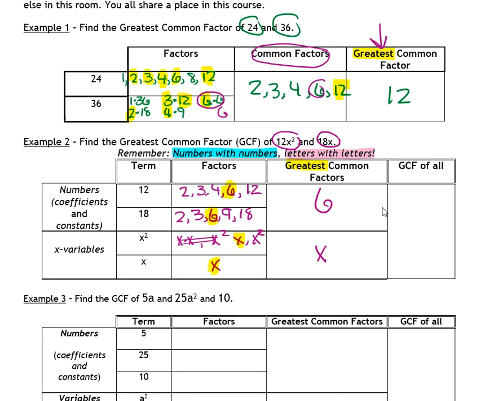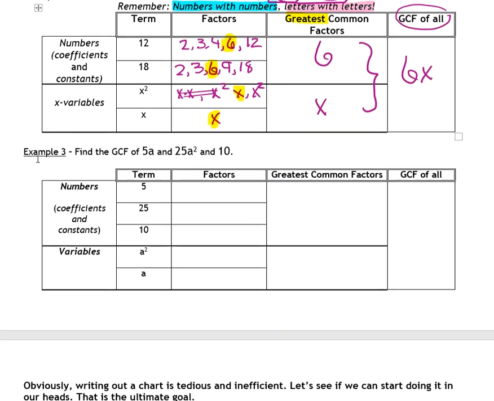The greatest common factor of all means I want the greatest common factor for both terms completely. I just take these two and put them together and I write 6x. That's the greatest common factor of those two terms. Next one's a little harder.